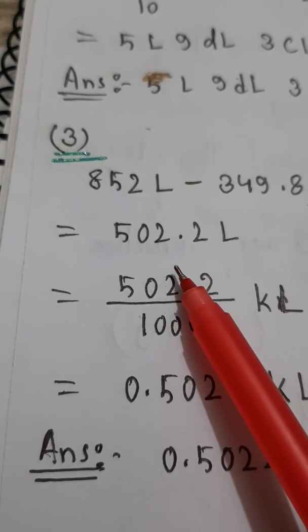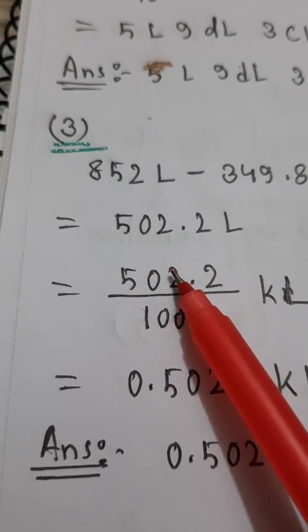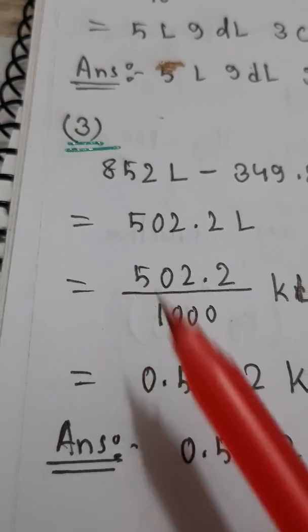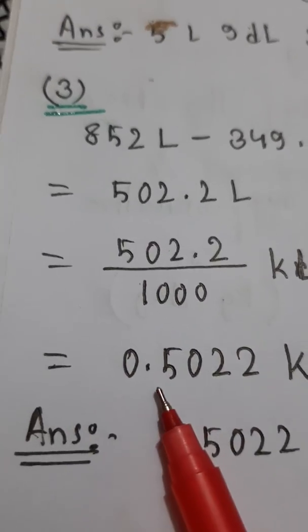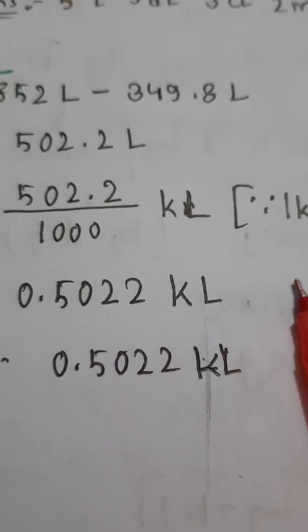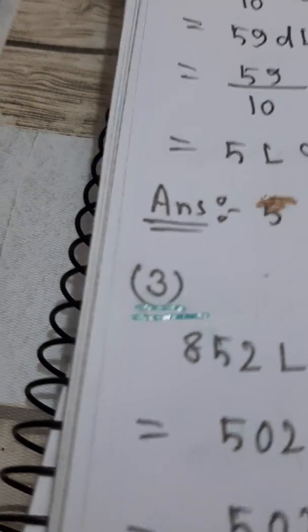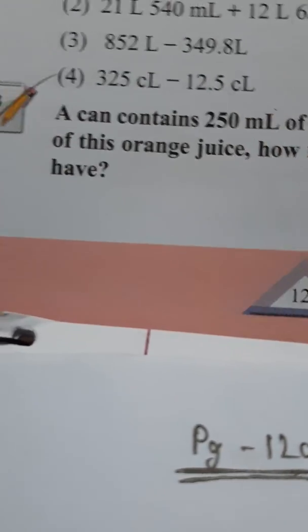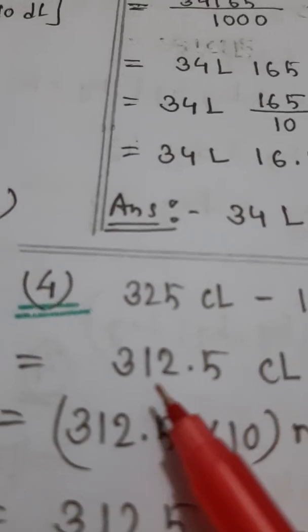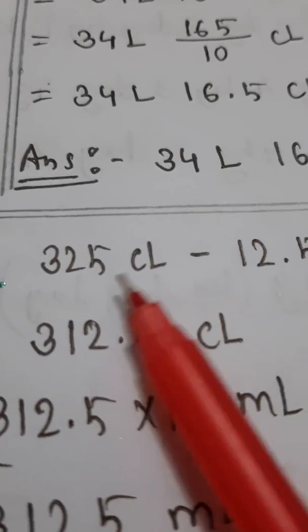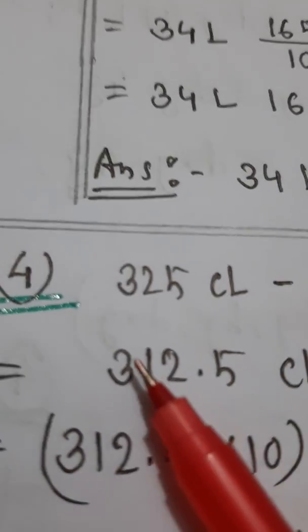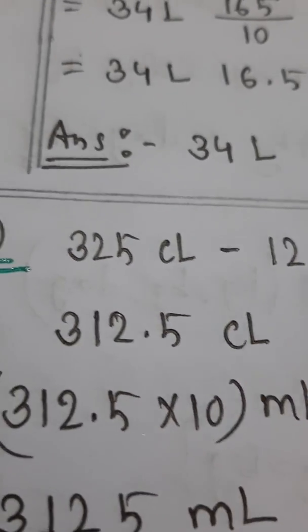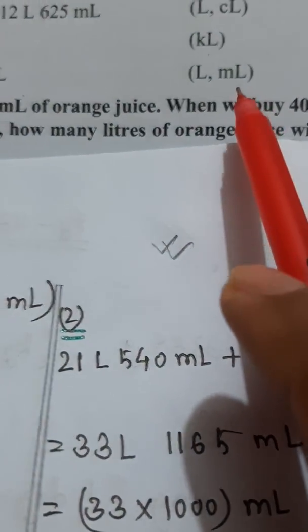The decimal goes to the left 3 digits, 1, 2, 3. Now the answer is 0.5022 kiloliter. Final answer. Next one, question 4: 325 centiliter minus 12.5 centiliter. At first we subtract it. 325 minus 12.5, we get 312.5 centiliter. Then we express the answer in liter and milliliter.